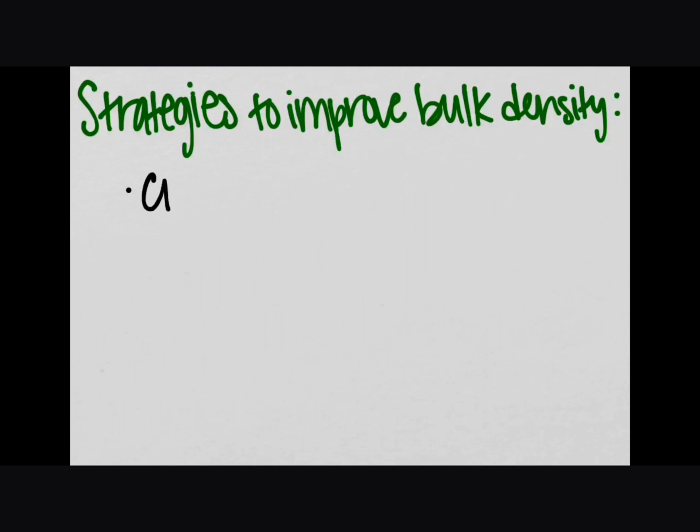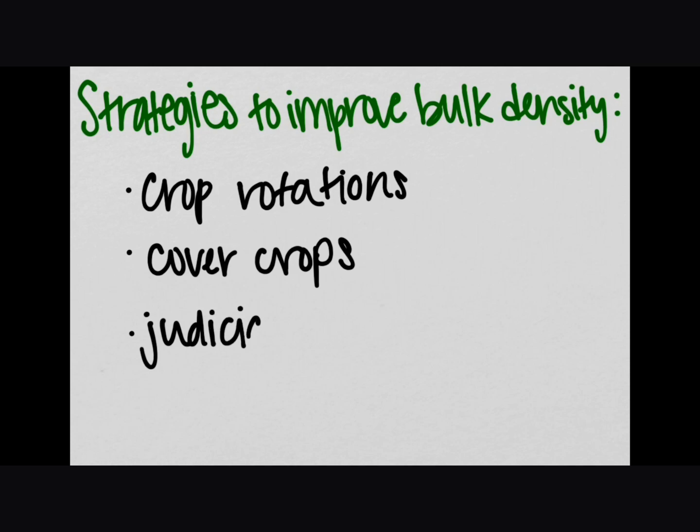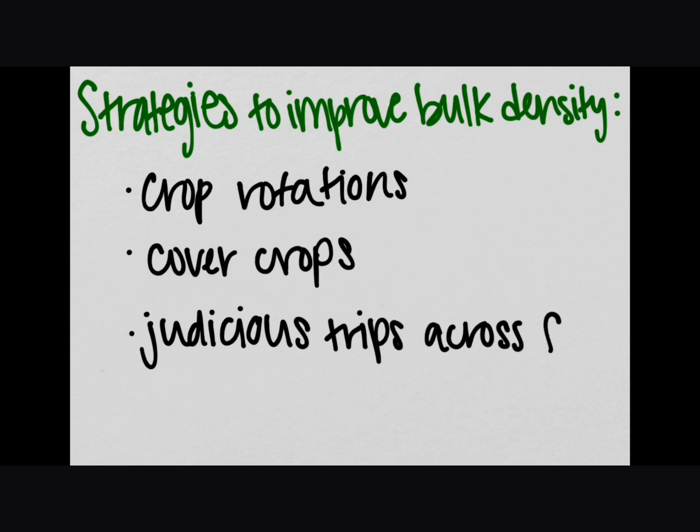Some management strategies to combat the increase in soil bulk density are crop rotations and the planting of cover crops, as these will both increase the diversity in root lengths, which can break up compacted layers within the soil. Another strategy is limiting the number of trips across the field in heavy equipment and only making those trips when the soil is adequately dry to reduce compaction by the tires.